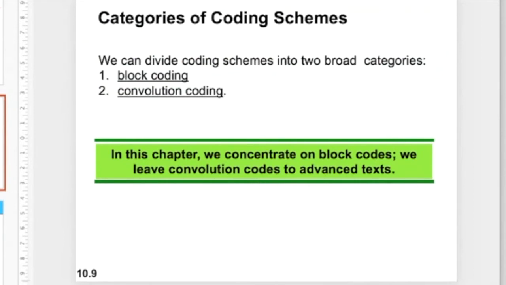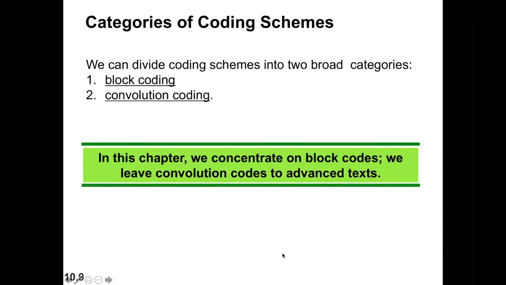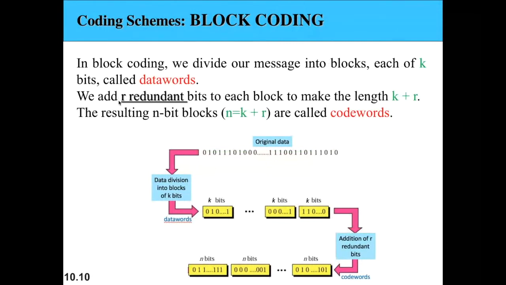How can we add the extra or redundant information? There are two schemes. These are called coding schemes, that is, considering the information and then generating the redundant information. These two schemes are named block coding and convolution coding. The block coding we are going to study next. The second scheme, convolution coding, is out of our syllabus, so we will not be studying it. So let's see what block coding is.